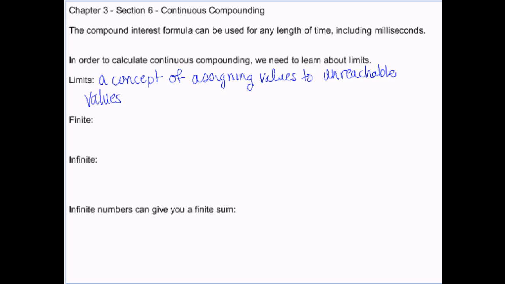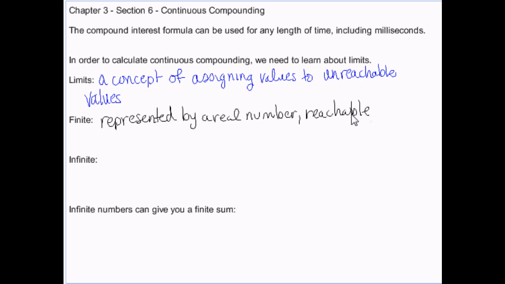Okay. We have finite, which is represented by a real number, and is reachable. And then you have, oh, and it ends. Comes up with what value? Assigning values. Yeah, so we assign values to unreachable values.